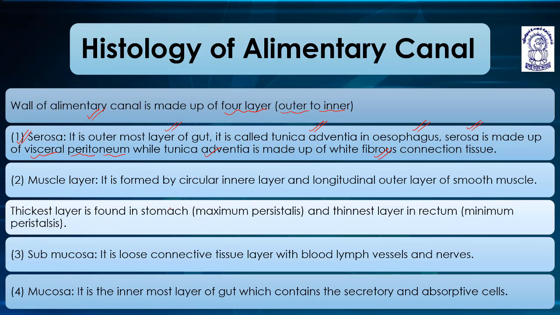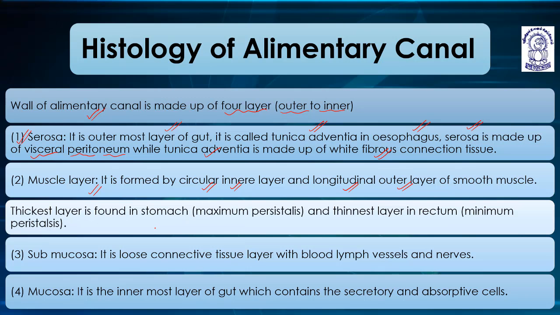Then comes the muscular layer. It is formed by circular muscles which are inner and longitudinal muscles which are outer, and they are smooth muscle layers. The thickest layer is found in the stomach.